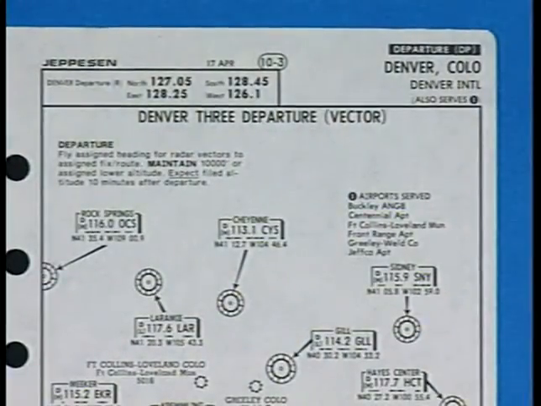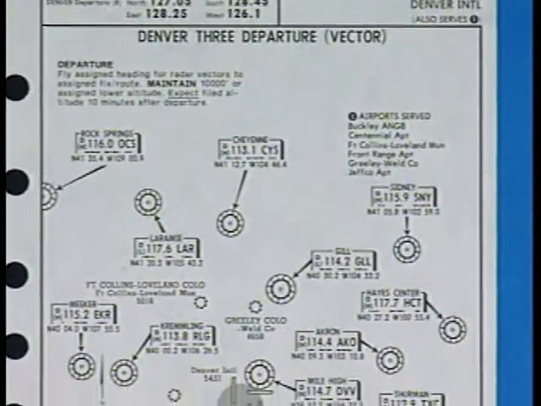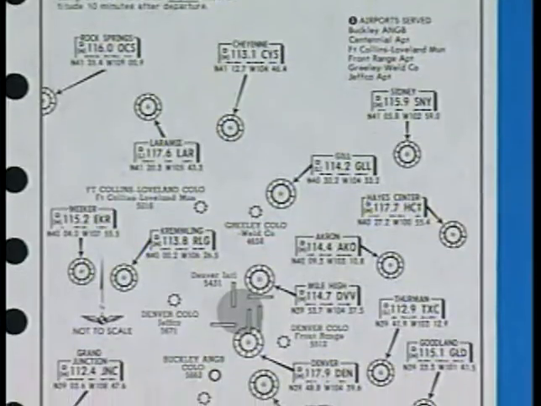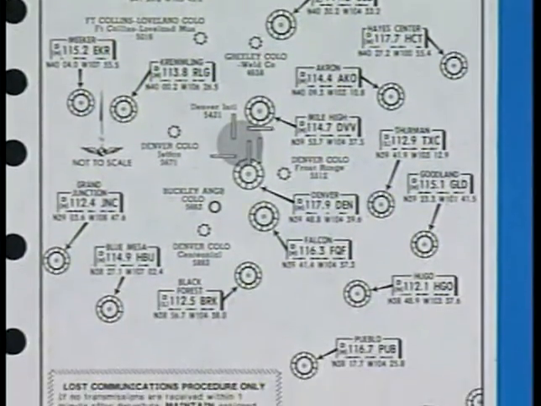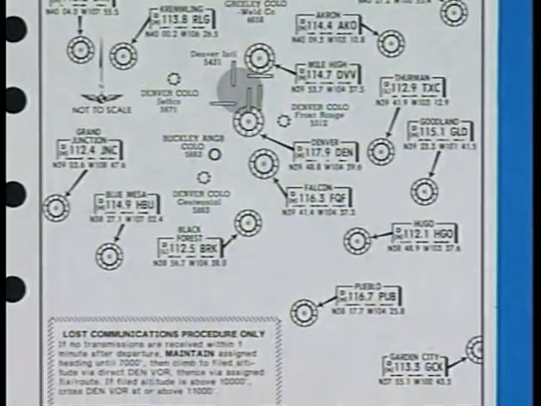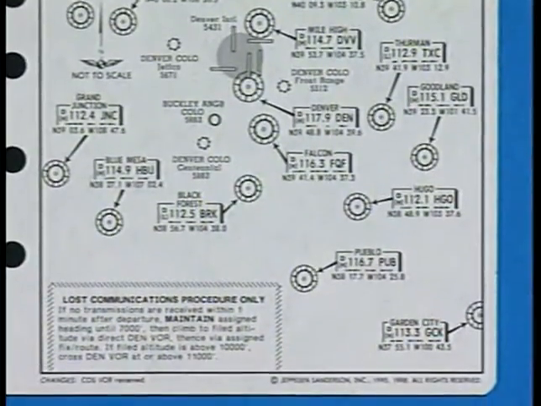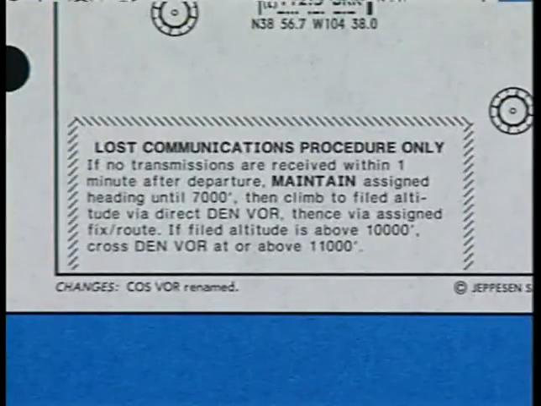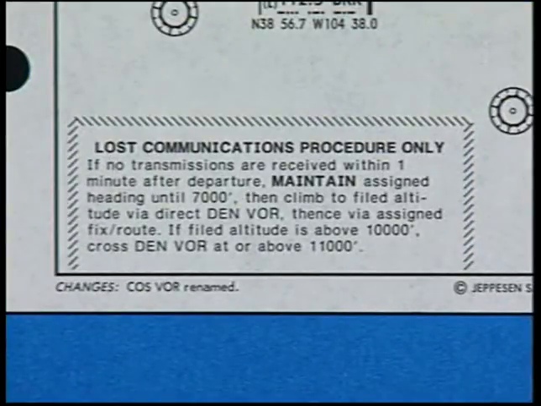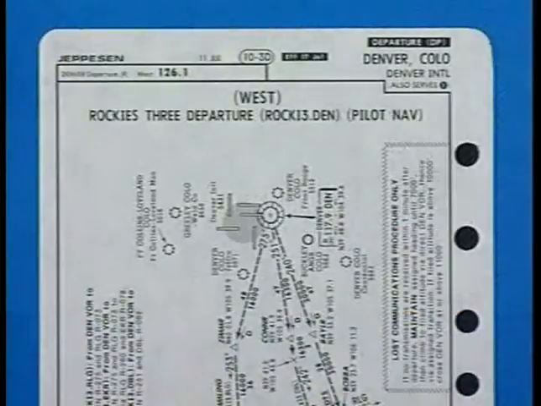Vector DPs require two-way radio communication, and the lost communications procedures detailed in the FARs apply unless lost comm procedures are published for the departure. In the case of the Denver 3 departure, if communication is lost, you must comply with the procedure titled Lost Communications Procedure Only. Let's take a brief look at the relationship between a graphic DP and a textual DP.